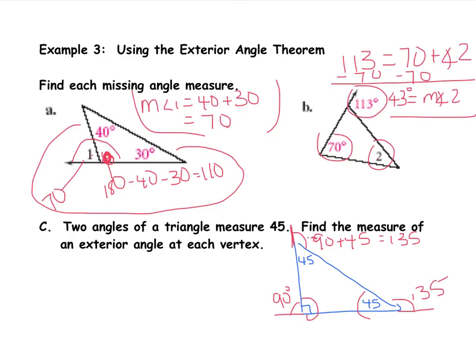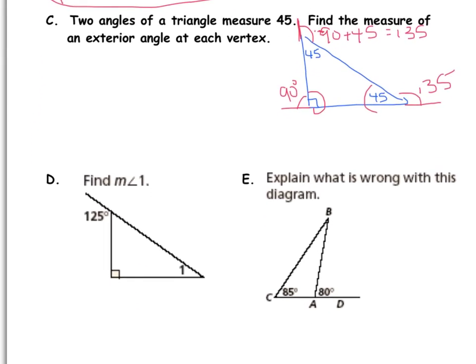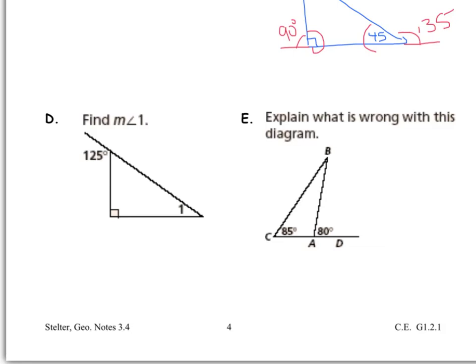Alright, and I think we have two more. What is measure of angle 1? Well, this is an exterior angle. These are the remote interior angles. So 125 should equal 90 plus measure of angle 1. So subtract 90 from 125, and you'll get what angle 1 is, which is 35.